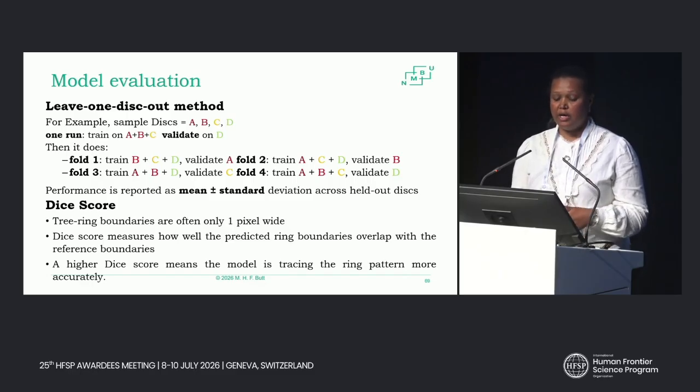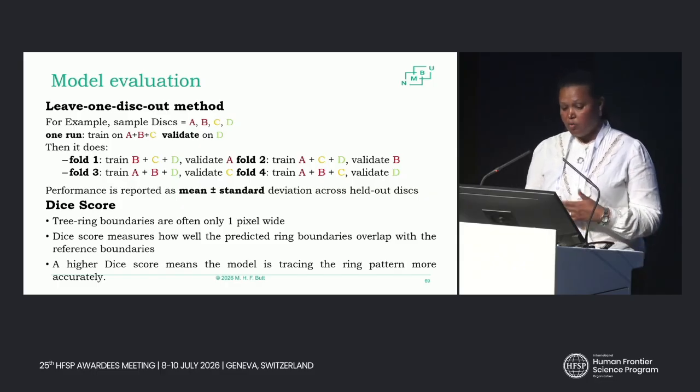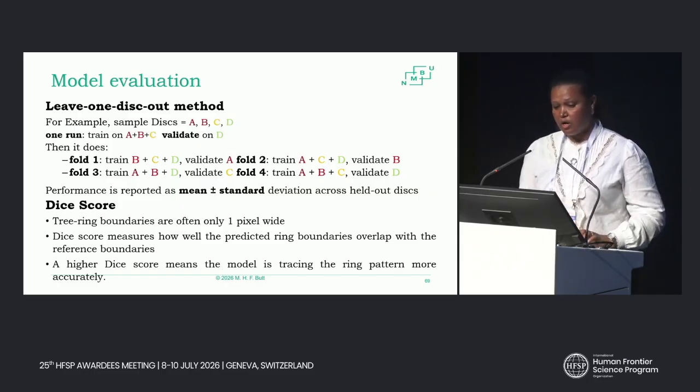One is the leave-one-disk-out method. So for example, we have 4 disks. We train on 3 and we validate on the fourth one. We repeat this 4 times, and then the performance is reported as mean and standard deviation. The other is the DICE score, which measures how well the predicted ring boundaries overlap with the reference boundaries. So the higher the DICE score, the more accurately the model is tracing the ring pattern.